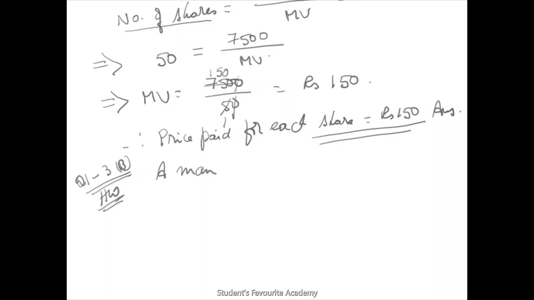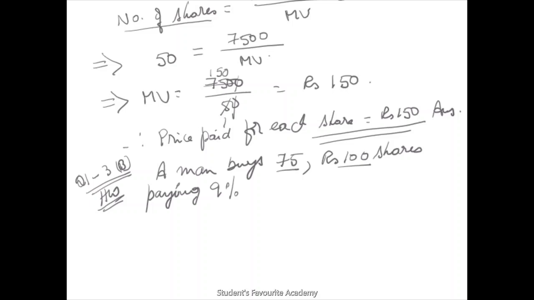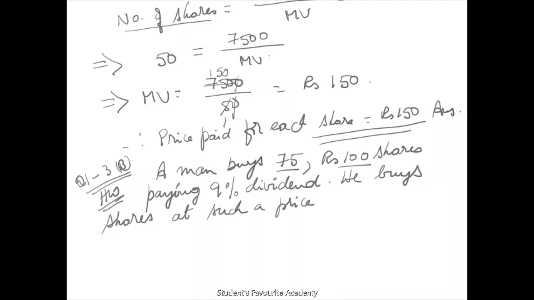A man buys 75, means 75 is the number of shares. 75 rupees 100 shares, that means 100 is the nominal value, 100 shares, paying 9% dividend. He buys shares at such a price.